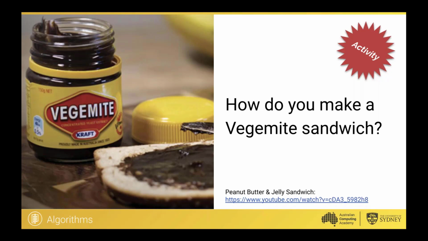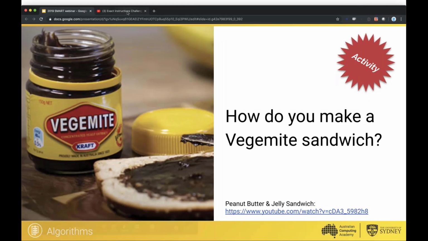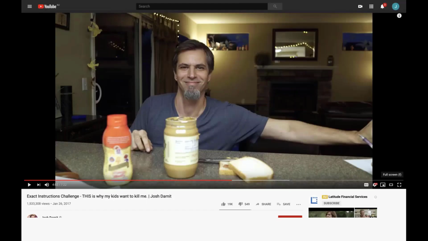I'm now just going to switch over quickly to show you an example. Oops, I've already got it open. Of someone doing exactly this. So this is American, so it's a peanut butter and jelly sandwich instead. But you'll see a dad here following the exact instructions that his kids are giving him for making a peanut butter and jelly sandwich. Let's see how this one goes.